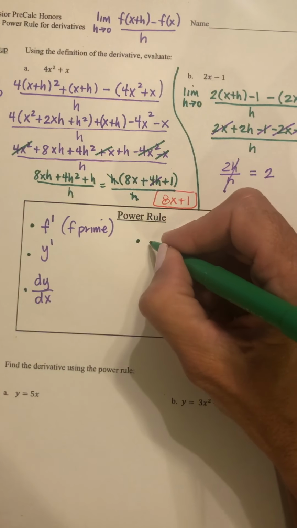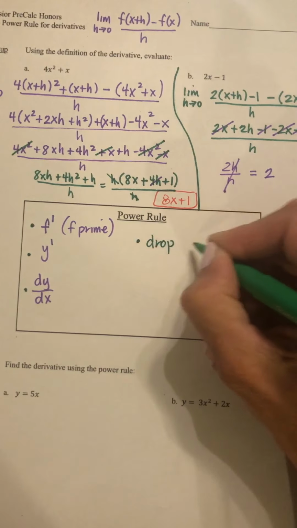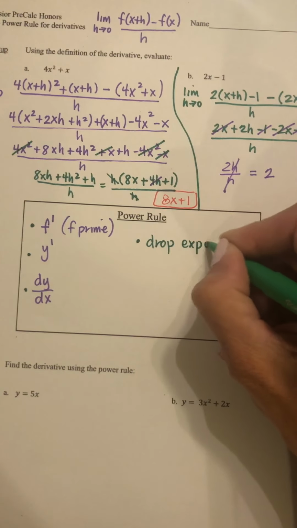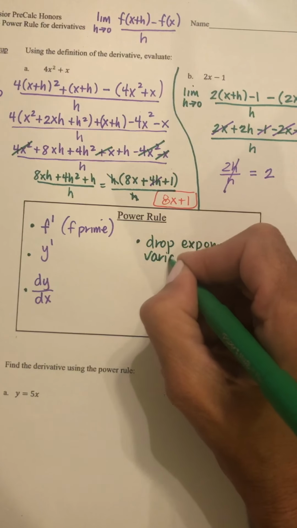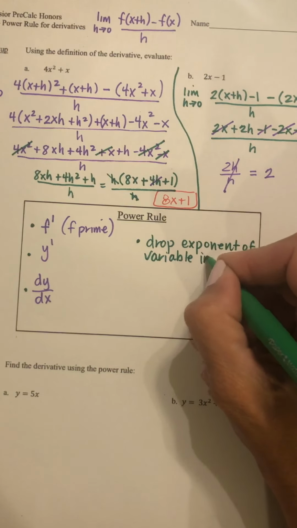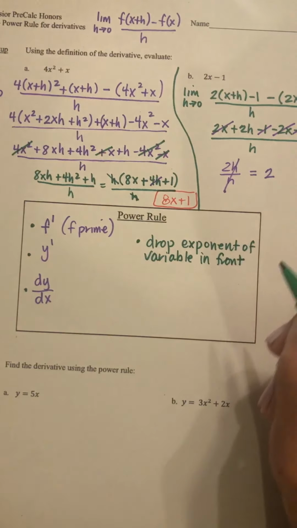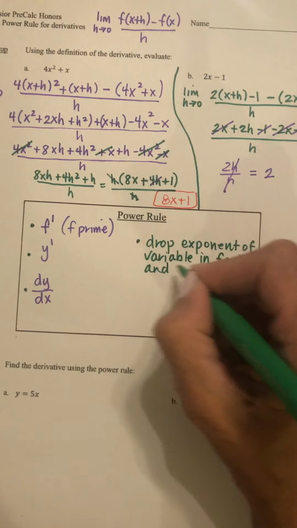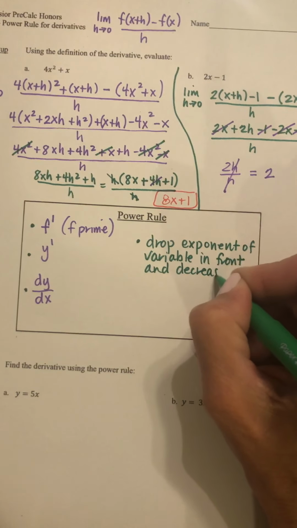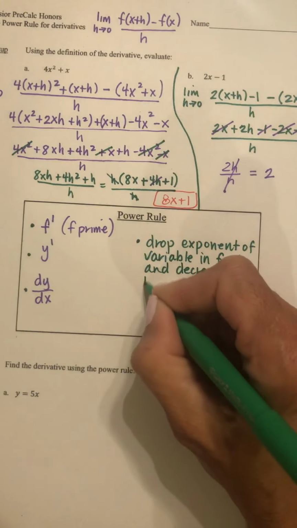So what you do is you drop the exponent of the variable in the front. You might have to multiply if there's a coefficient, but that's okay. And then you're going to decrease the power by 1.